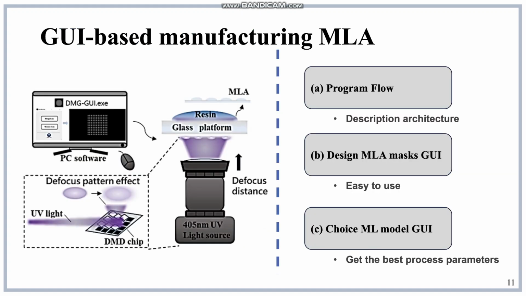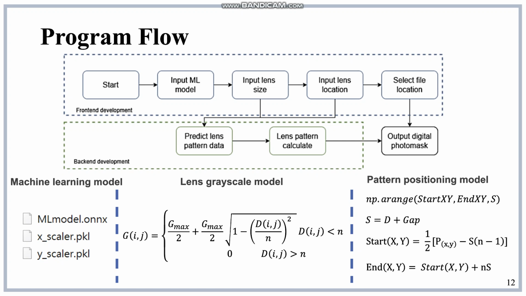Here we introduce the GUI-based manufacturing step for MLA, which includes the program flow, designing the MLA mask through the GUI, and the choice of MLA model from the GUI. In the program flow, first the user inputs the design parameters into the GUI. Next, the system uses a machine learning model to predict the grayscale pattern and positioning. These are then used to generate a lens, grayscale map, and pattern layout. Finally, the output goes to the DLP printer for fabrication.